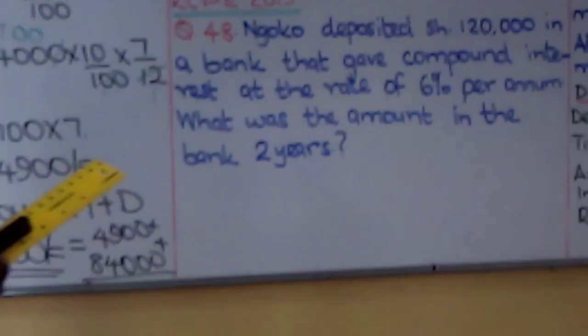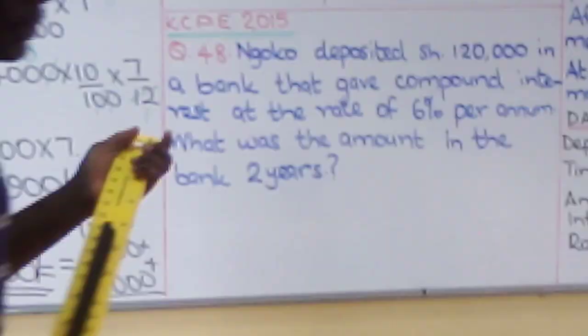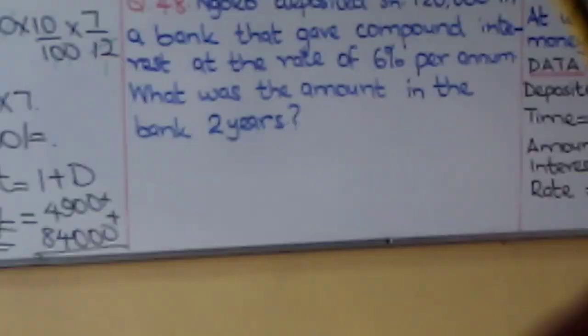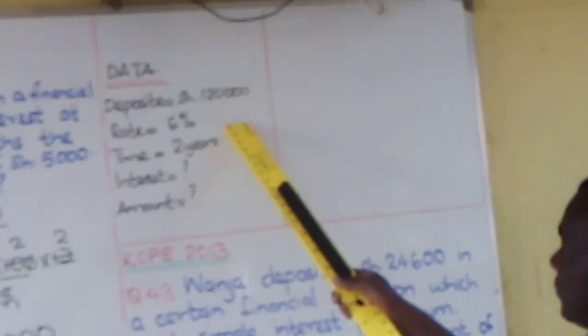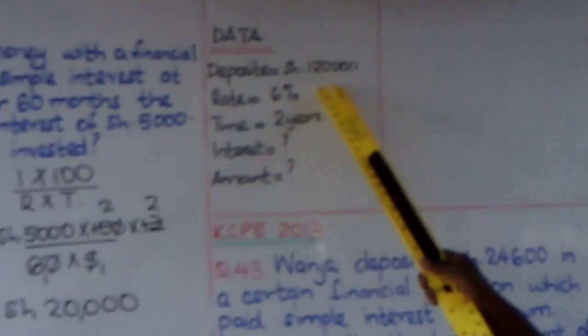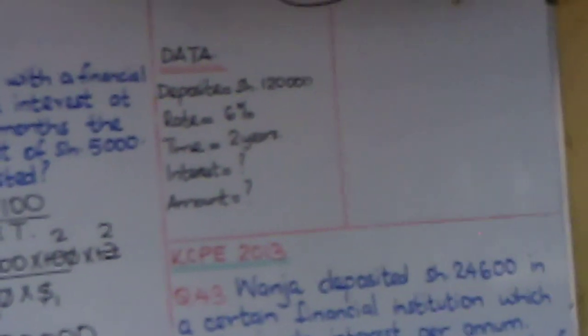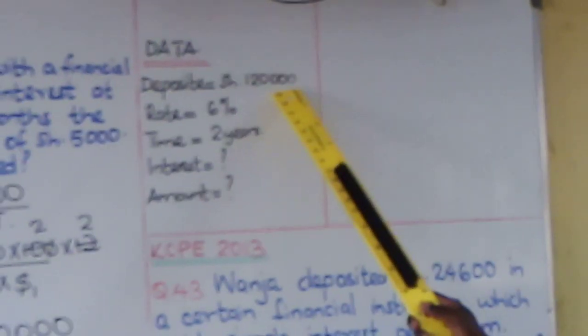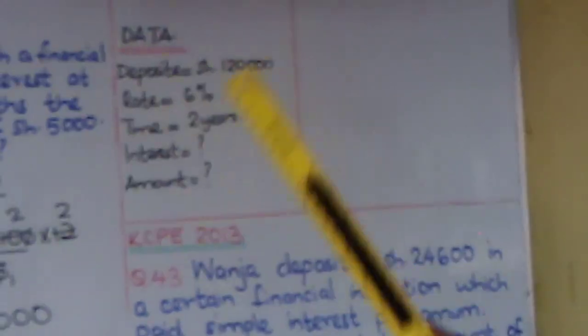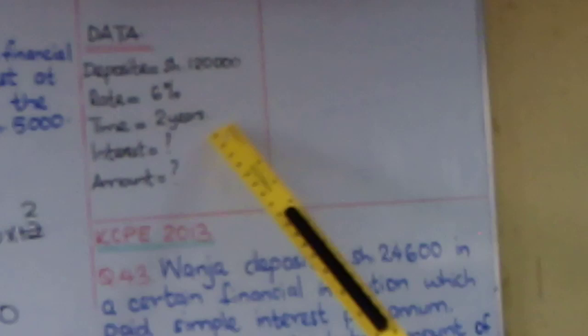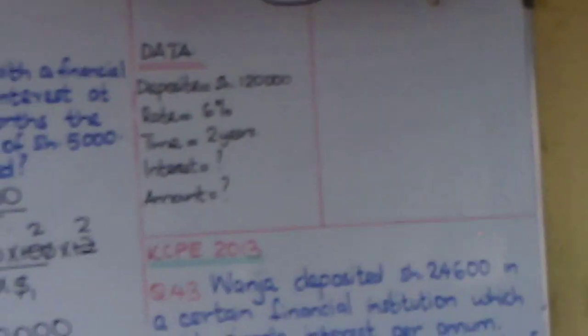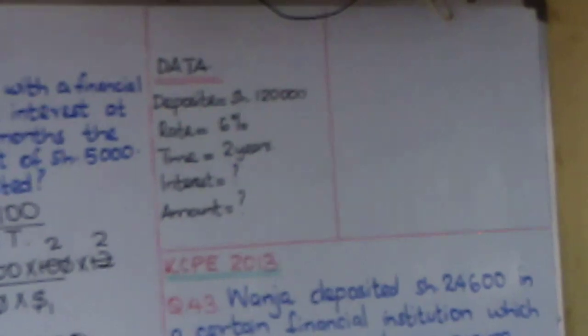Once again, we collect the data. The data I have collected for you here with the help of Moses and Irene. Clap for them because they helped me collect the data in this question. Very well. The deposit is 120,000 shillings. The rate is 6% and time is 2 years. So which ones are our tasks? Our tasks are to find the interest and the amount, just like the first question.